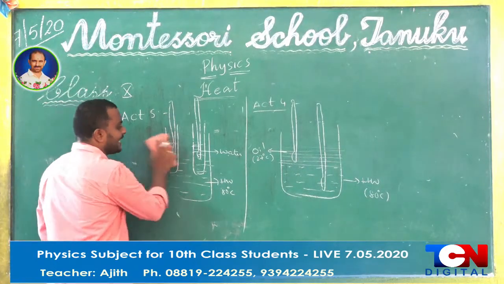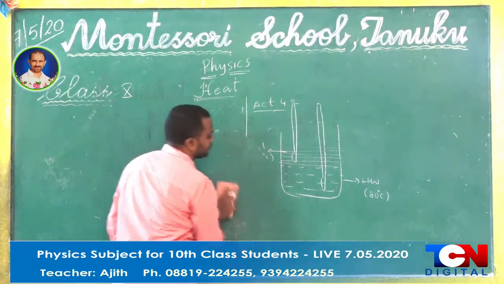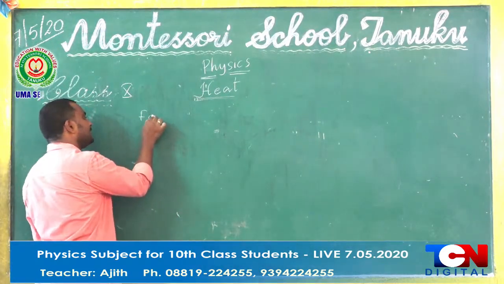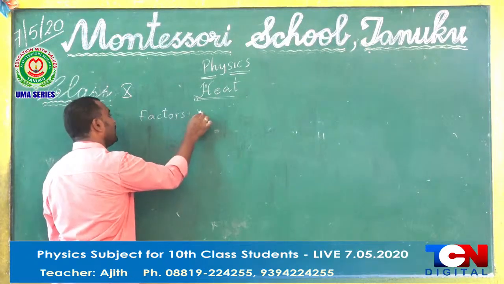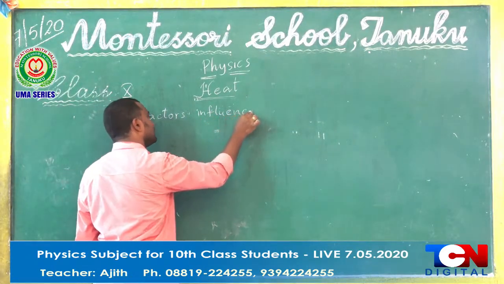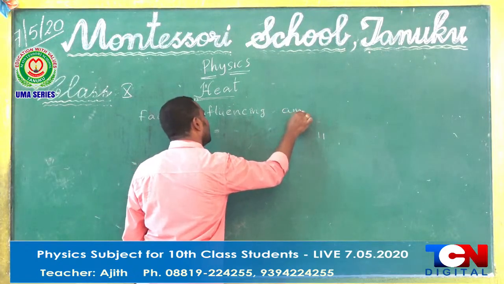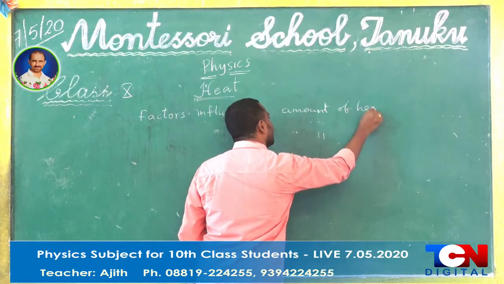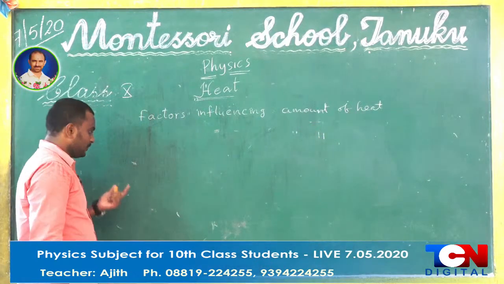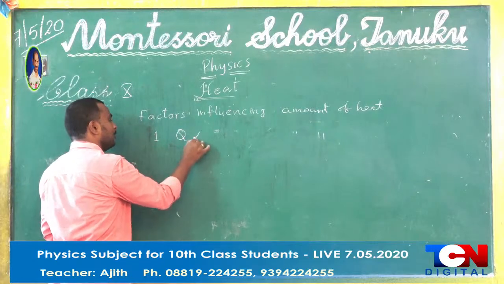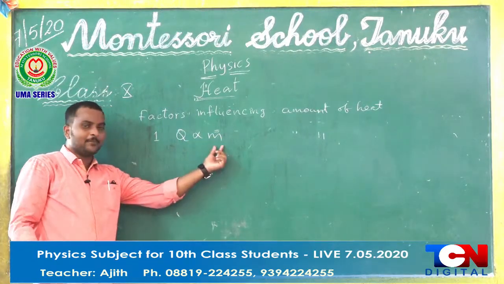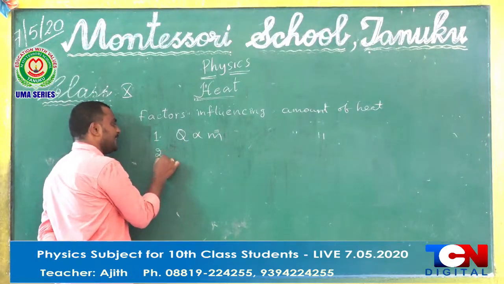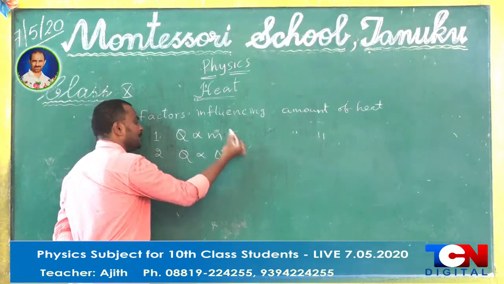Now let us see what are the factors influencing the amount of heat. So the first factor is mass. More is the mass, more is the heat required. The second factor is the change in temperature, delta T.